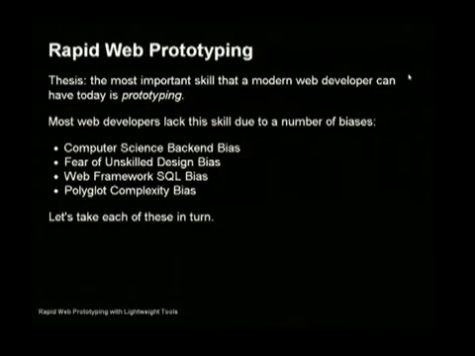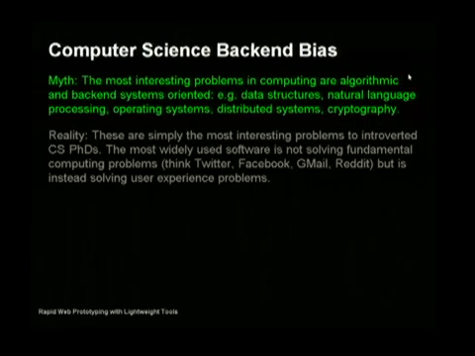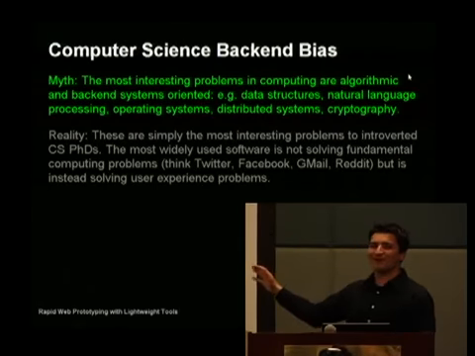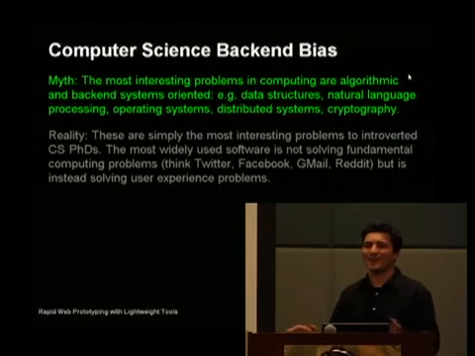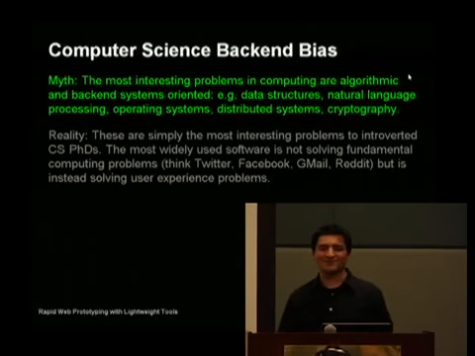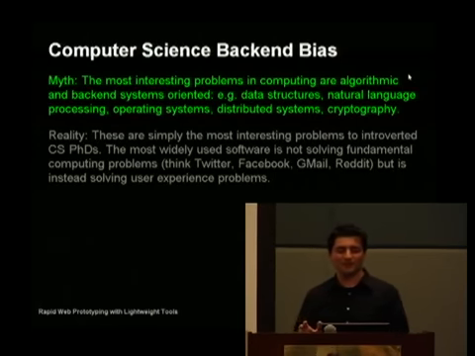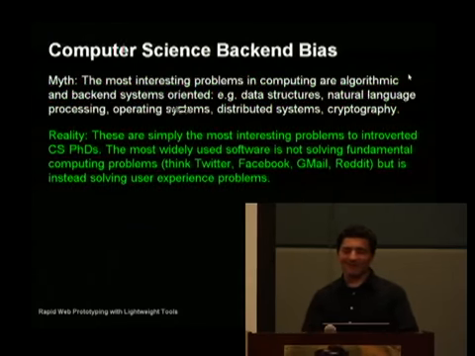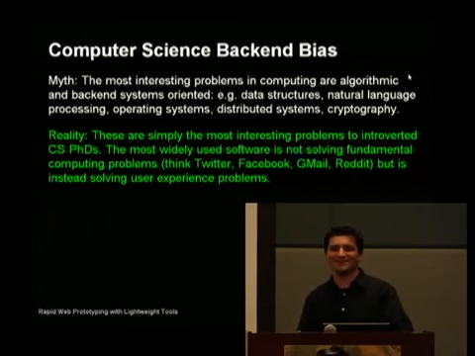So let's go into these biases really quickly. One of the things that I see is this computer science backend bias. So how many people here studied computer science? Like most of you guys, right? So I think it's true that my professors and anyone I meet in computer science would say that the most important problems in comp sci are like data structures, NLP, operating systems, cryptography, all of these deep research areas. What's that? Queuing theory, exactly, right? But I actually think that these are just the most interesting problems to introverted computer science people, right?